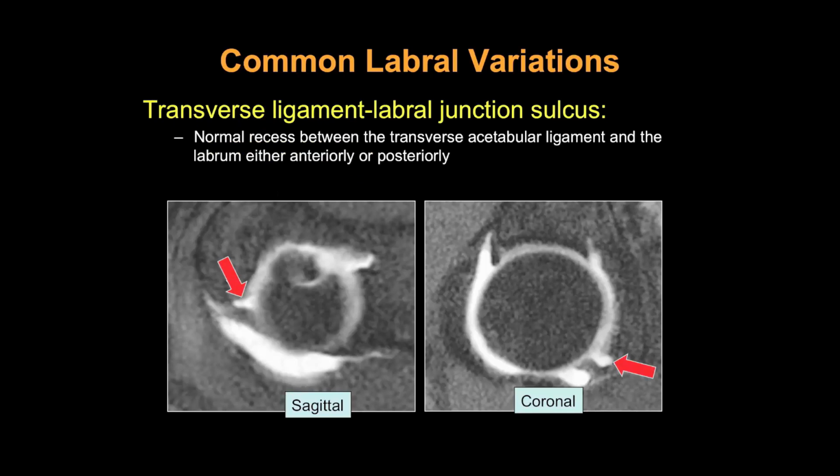Here is the transverse acetabular ligament labral junction sulcus, which is a normal recess between the transverse acetabular ligament and the labrum, either anteriorly or posteriorly. So here is that transverse acetabular ligament, and here is that anterior transverse ligament labral junction sulcus, and here is that posterior transverse ligament labral junction sulcus.